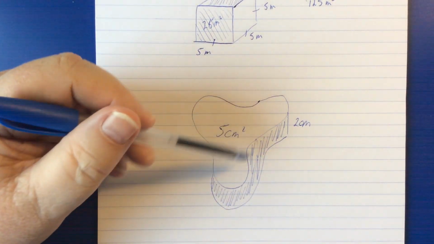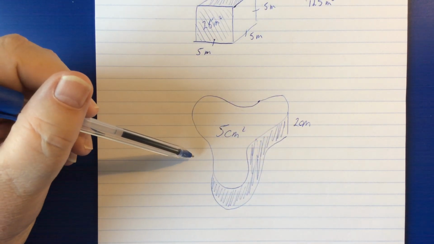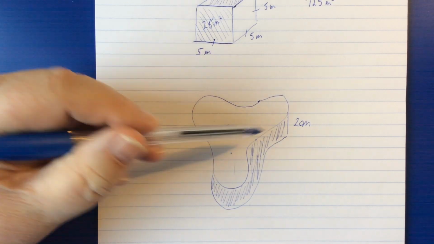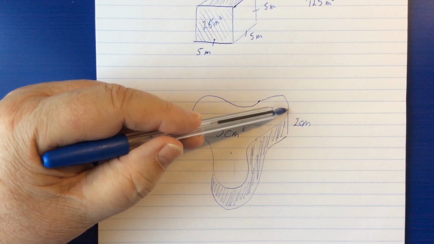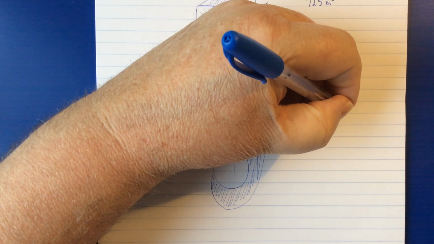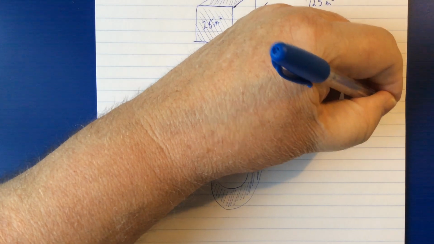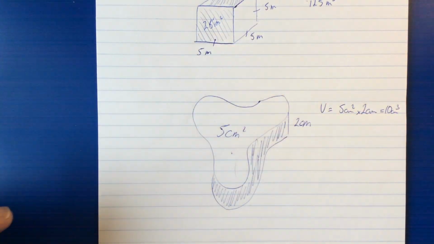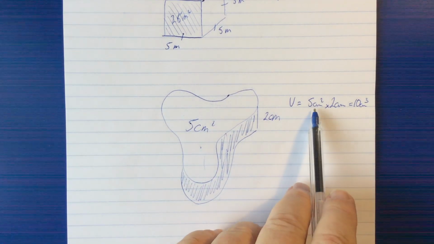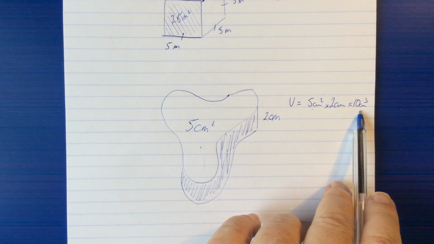And so in order to work out the volume of this seemingly impossible to calculate shape, if we know the area of the top surface here, all we have to do is multiply by the height. Therefore the volume of this is 5 centimeters squared times 2 centimeters, which equals 10 centimeters cubed. That's really just the point I wanted to make.